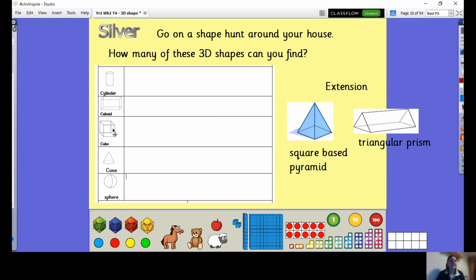Have you got anything in your house that's a cube shape? What about a cone? What about a sphere? Spheres, where you might have balls, different types of balls you might have in your house.